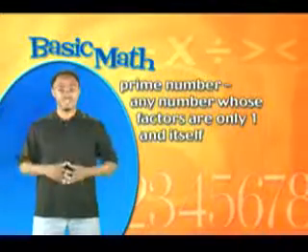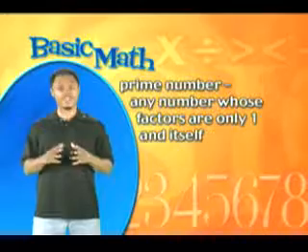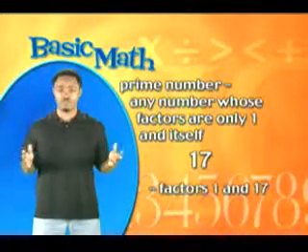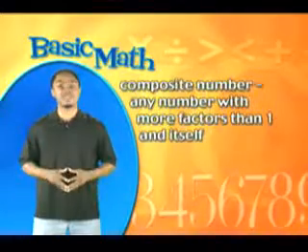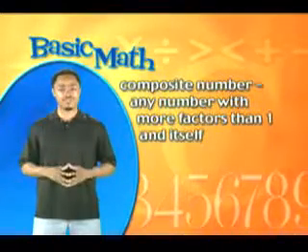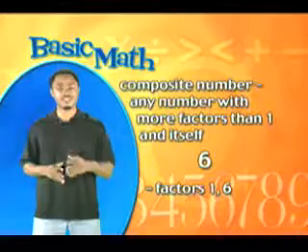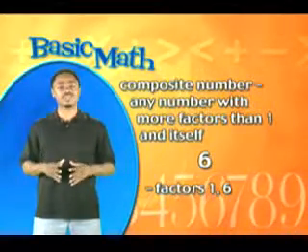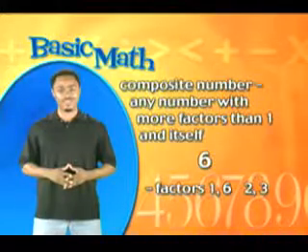A prime number is any number whose only factors are 1 and itself. 17 is a prime number because its only factors are 1 and 17. A composite number is any number that has more factors than 1 and itself. 6 is a composite number because besides 1 and itself, 6 also has the factors of 2 and 3.